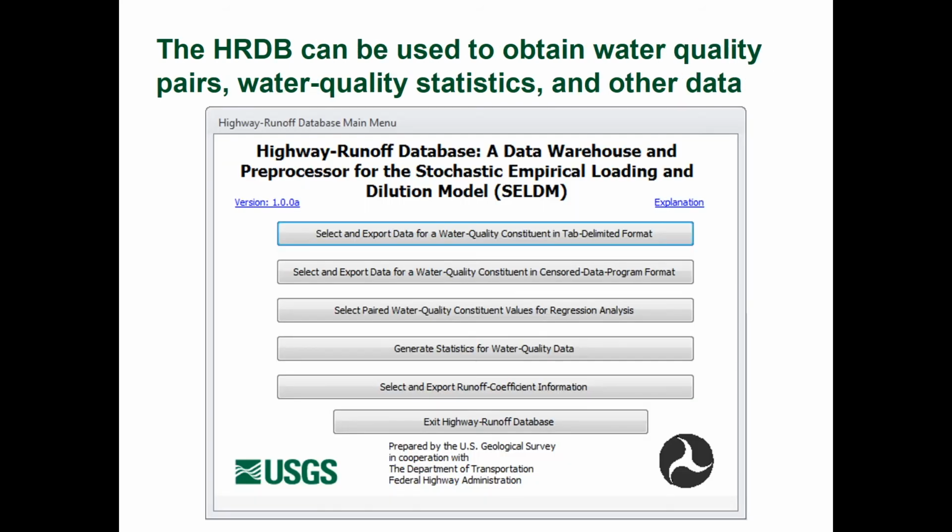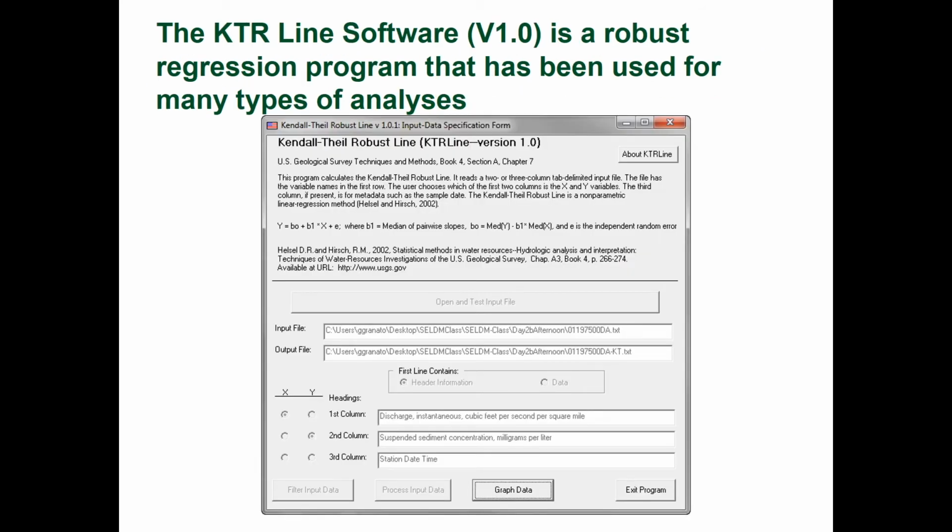The Highway Runoff Database has an easy-to-use graphical user interface and can be used to obtain water quality pairs, water quality statistics, and other data. The database can be used to select paired water quality constituent values to do a regression analysis that will yield a dependent relationship. The database also facilitates the process for generating water quality statistics needed to model a random constituent. The KTR line program provides an easy-to-use graphical interface for developing random regression equations and comes with online tutorials.